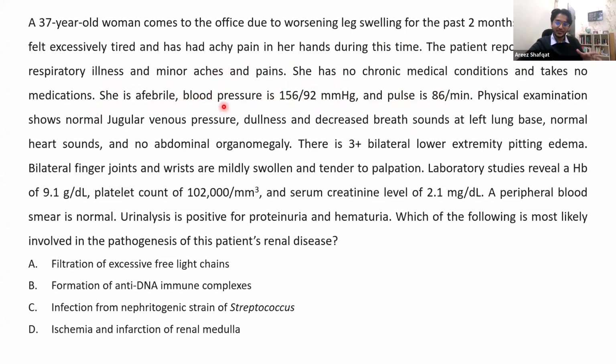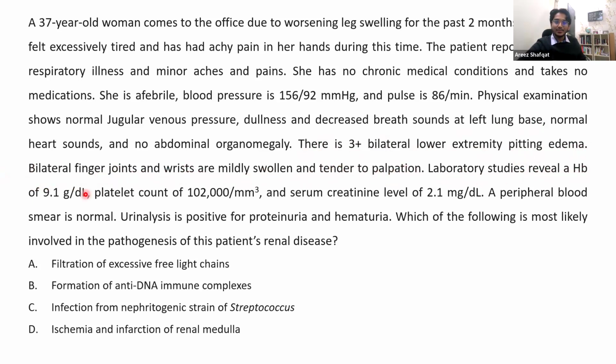So in any nephritic syndrome scenario, you would have hypertension because the renin-angiotensin-aldosterone system is being activated and it's causing blood volume expansion. A physical examination shows normal JVP, dullness, and decreased breath sounds at the lower left lung base, which basically indicates pleural effusion. She has bilateral lower extremity pitting edema. Bilateral finger joints and wrists are mildly swollen and tender to palpation. So she has arthritis, okay?